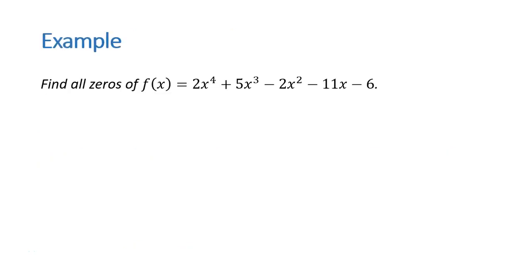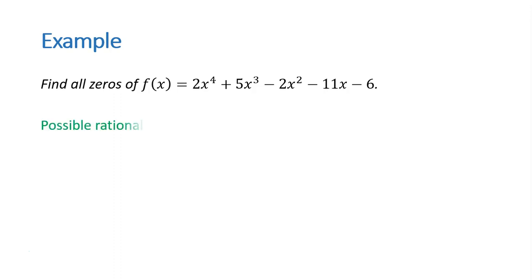Let's try another one. So we want to find all zeros of f of x is equal to 2x to the fourth plus 5x cubed minus 2x squared minus 11x minus 6. So again, based on that number of zeros theorem, because our highest exponent is 4, now we expect to have 4 zeros counted by their multiplicity.